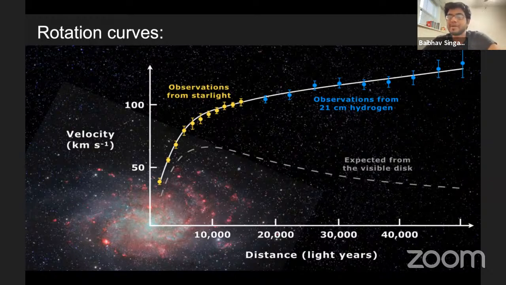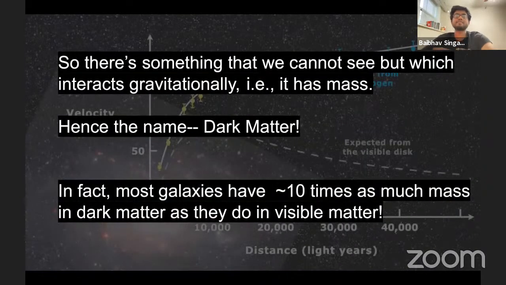This is a pretty famous way of detecting dark matter in galaxies. You just plot the rotation curve, meaning the velocity versus distance, and you find out how much mass is there in the galaxy. So there is something that we can't see, but it does interact gravitationally, hence the name. It's called dark matter because it has got mass and doesn't interact with or emit light. In fact, most galaxies have around 10 times the mass in dark matter as the mass which emits light.